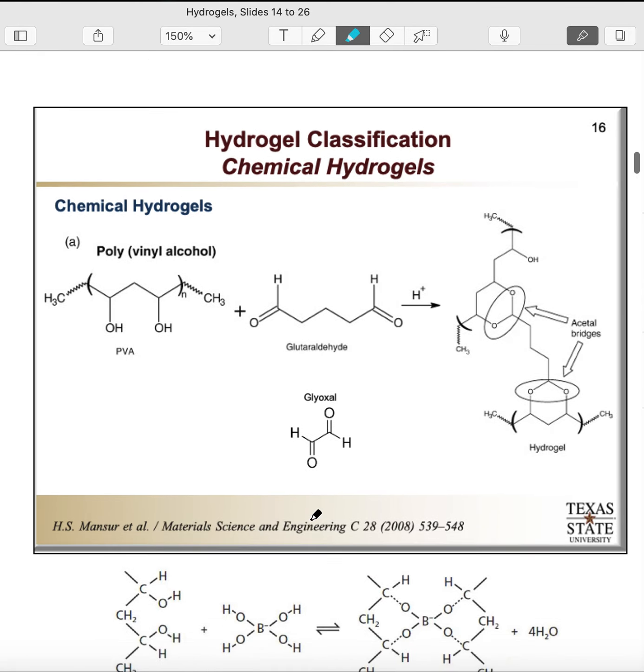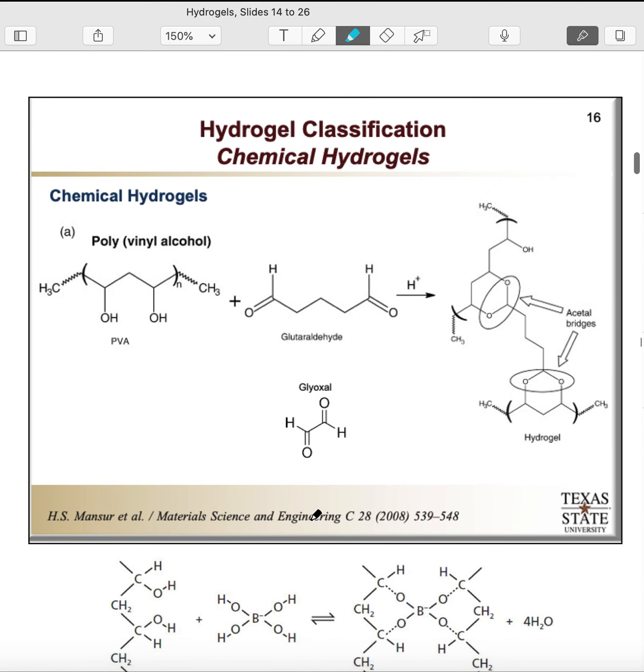Another example of the preparation of a chemical hydrogel is shown here. This is polyvinyl alcohol, which is being cross-linked with glutaraldehyde. So notice that we are already starting with a polymer, and what we're doing is trying to link individual polymer chains utilizing a cross-linker that is, in this particular case, difunctional, glutaraldehyde. This glutaraldehyde would basically cross-link independent polyvinyl alcohol chains by forming this acetal bridge that is shown here.